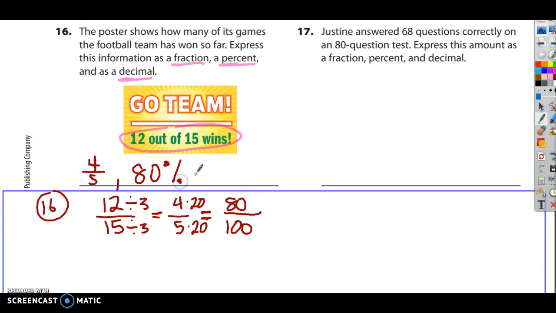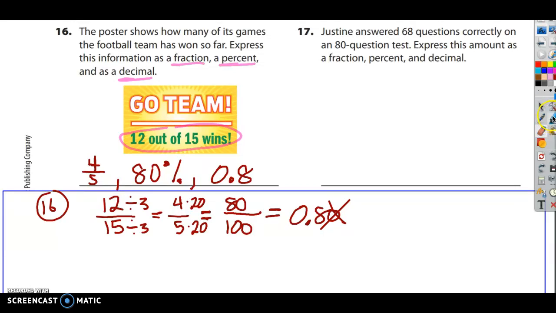And lastly, I'm supposed to write it as a decimal, and this written as a decimal would be an 80 in the hundredths place, 0.80. Now the more proper way of writing that would be, you don't need that 0. Just in algebra, we don't write zeros when we don't need them. So it's not technically wrong to write 0.80, but I'm just going to write 0.8. They're really the same thing.